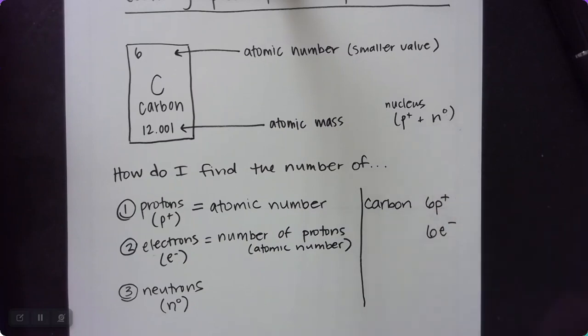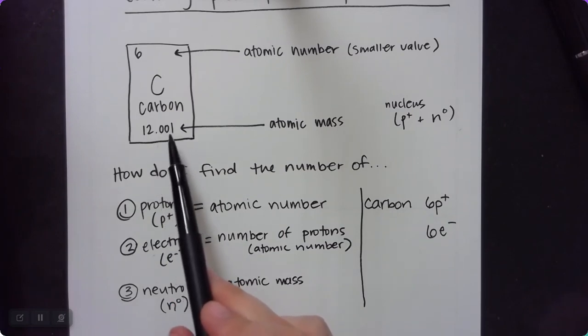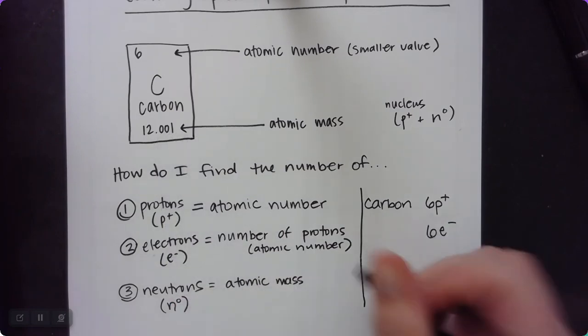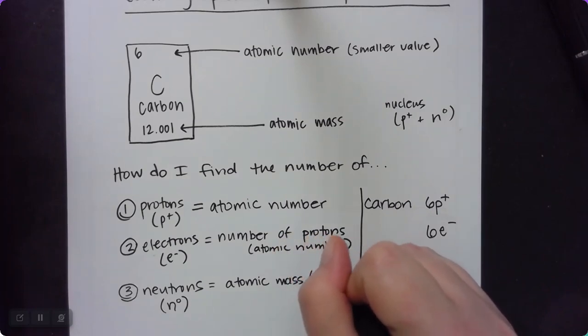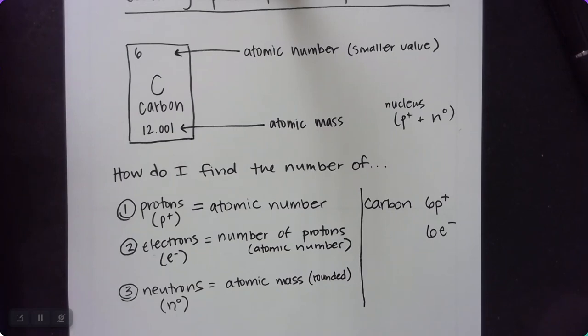So we're going to take our atomic mass, but if you notice, our atomic mass has some decimal number. So we want to make it simpler, and we want to round that. So our atomic mass rounded. And then we're going to subtract our atomic number.